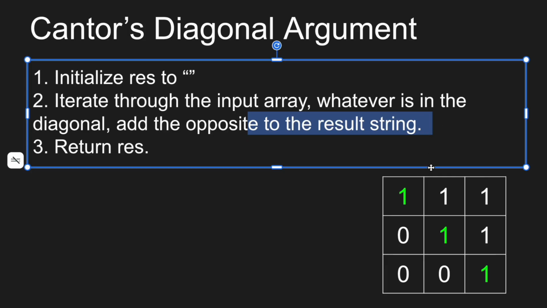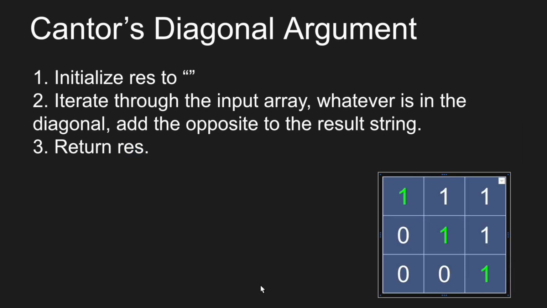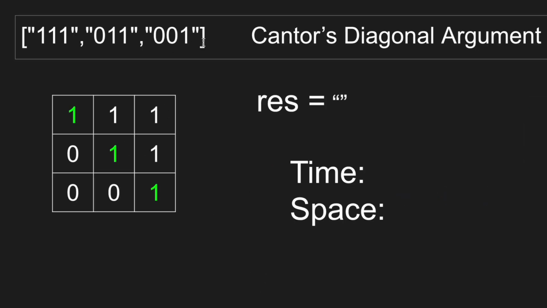Which just means if it's a 0, we add 1. If it's a 1, then we add 0. And finally, we will return result, and this result would be one of the missing strings that is not in the combination. So let's go over this example real quick.